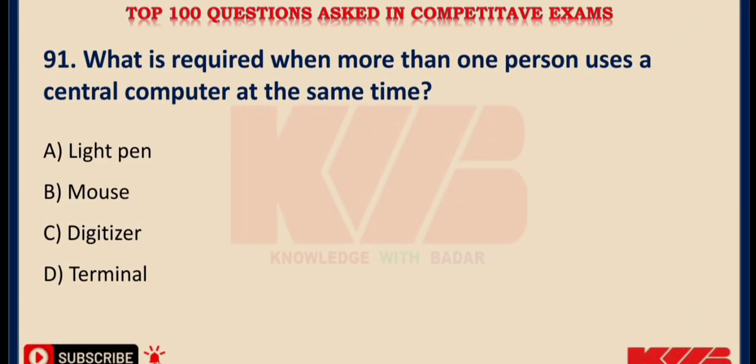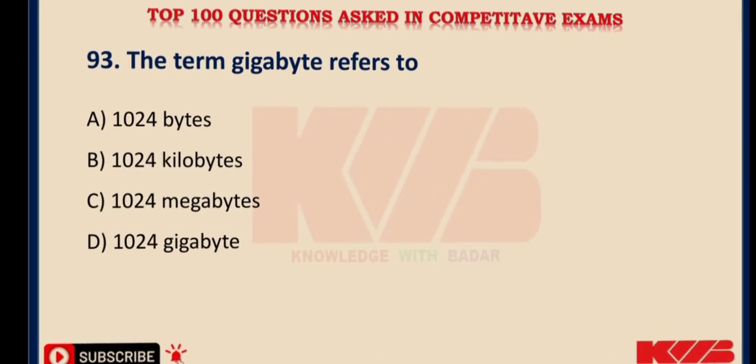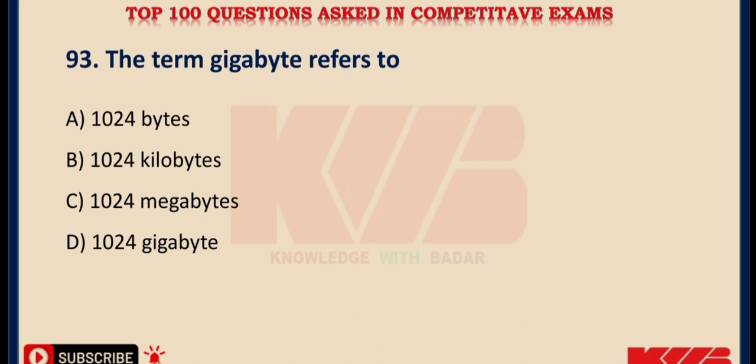The next one: what is required when more than one person uses a central computer at the same time? Light pen, mouse, digitizer, or the terminal? Yes, it requires terminal. 92. The term gigabyte refers to 1024 bytes, 1024 kilobytes, 1024 megabytes, or 1024 gigabytes. And the correct answer: gigabyte is equal to 1024 megabytes.